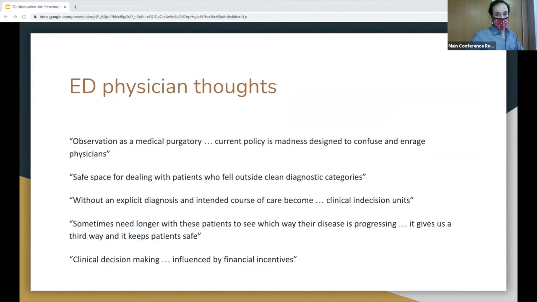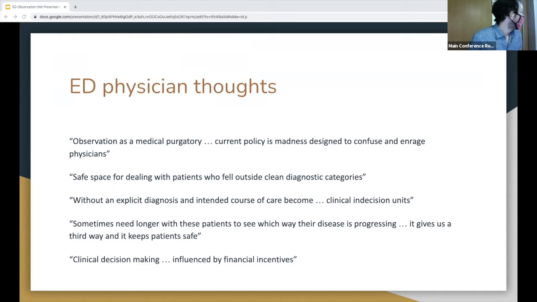There was a paper written in 2017, by a combination of both American and UK emergency doctors. I think that these quotes actually encompass very well the thought process behind observation. So, observation as a medical purgatory. The current policy is maddening, designed to confuse and enrage physicians. It's a safe space for dealing with patients who fall outside clean diagnostic categories. Without explicit diagnoses and intended courses of care, they become clinical decision units.